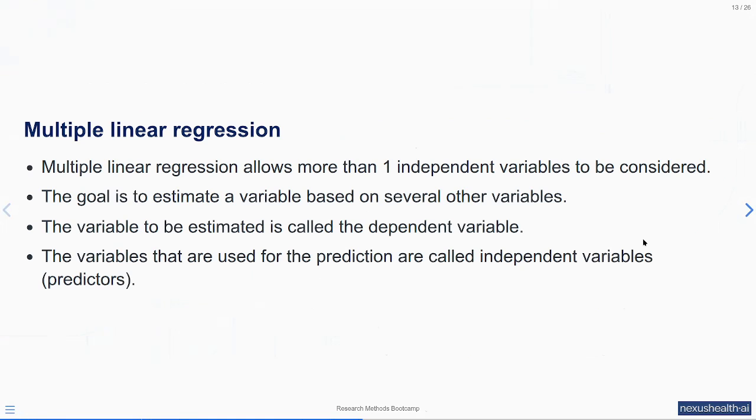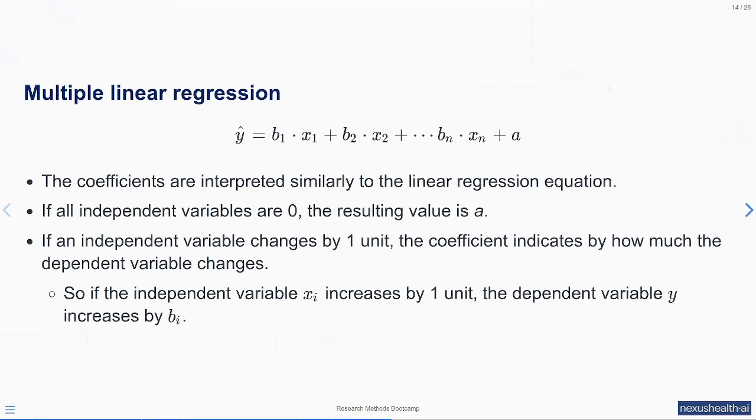Multiple linear regression is an extension of simple linear regression that allows more than one independent variable to be considered. The goal is to estimate a variable based on several other variables. The variable to be estimated is called the dependent variable. The variables that are used for the prediction are called the independent variables, or the predictors.